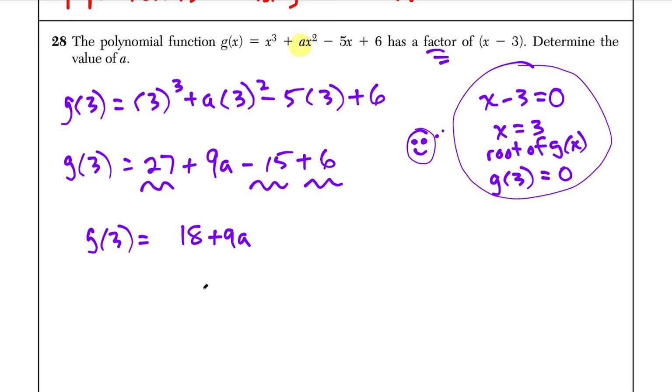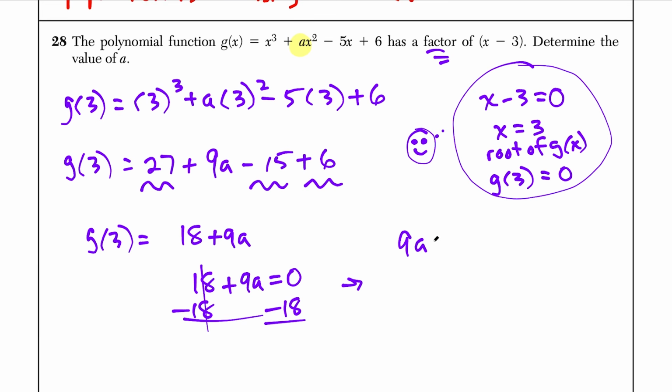And now this part here we could set equal to 0. So we have 18 plus 9a. We set that equal to 0, and now just do the algebra. We do minus 18 on both sides. So now 18 minus 18 cancels, and we have 9a equals negative 18. So we divide both sides by 9, and this is going to tell us here that the value of a is equal to negative 2.